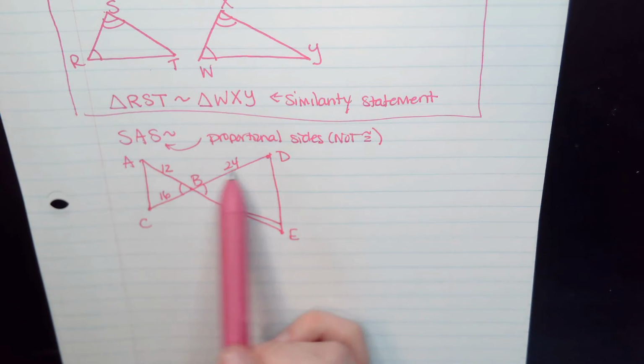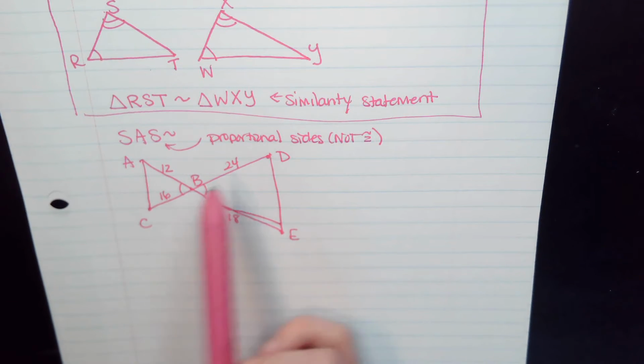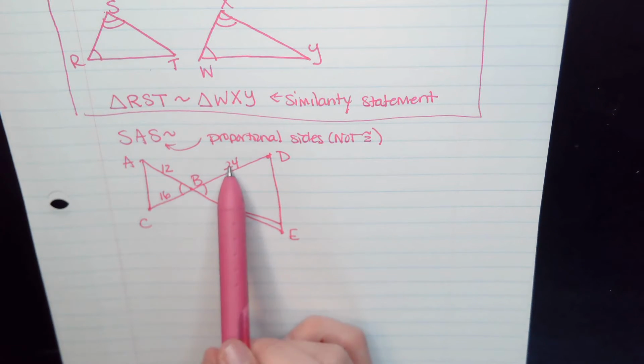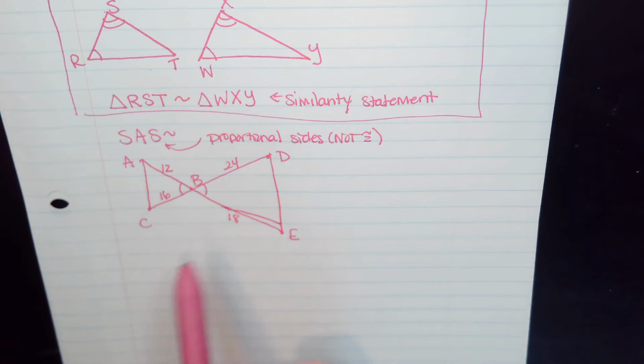You guys can go ahead and reduce that in your head or in your calculator. Compare that to the ratio of 16 over 18. And does that give you the same thing? And the answer is no. 12 over 24 should have given you 1/2, where 16 over 18 does not give you 1/2.